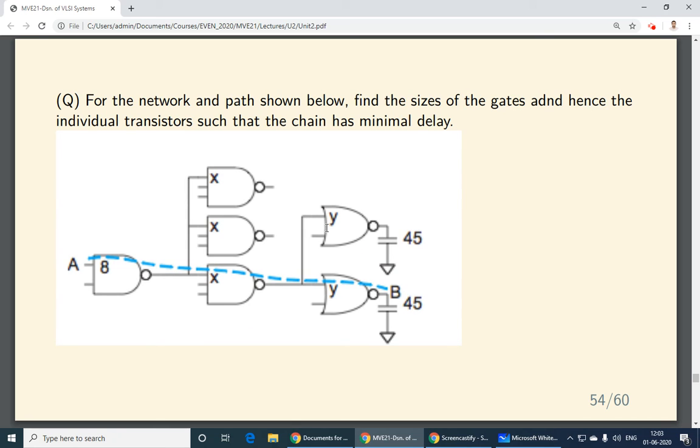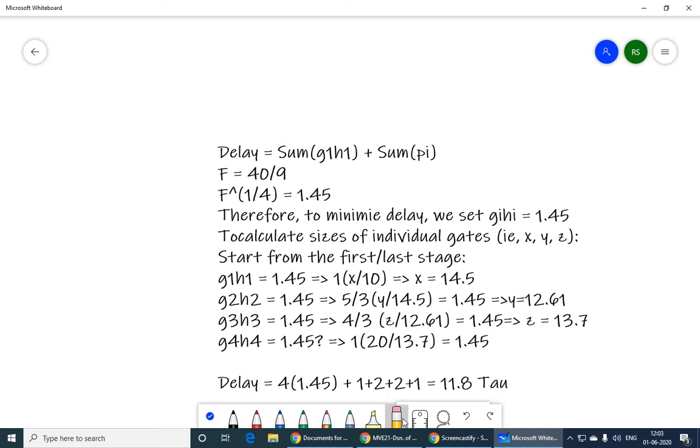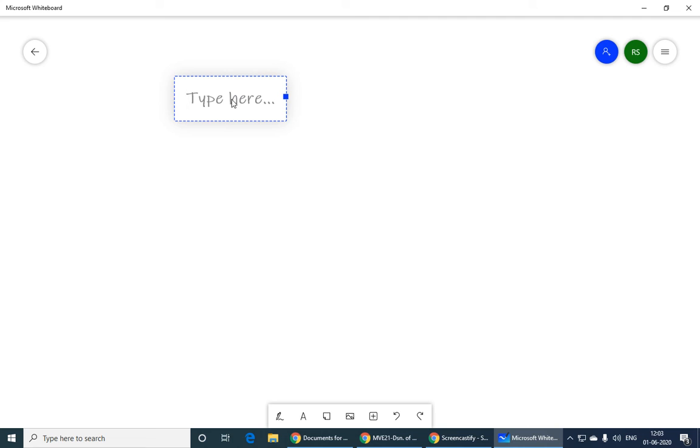We have a logic block, and the blue line is our path where we want to minimize the delay, and some numbers are there just like before. So we will try to calculate x and y for this particular case. So we'll go back to our whiteboard. Okay, so first, what is the equation to write? F equal to G B H.